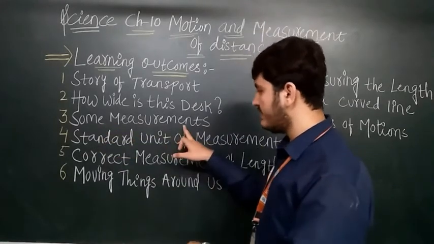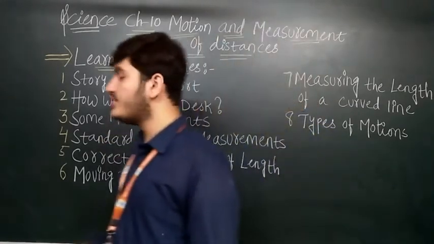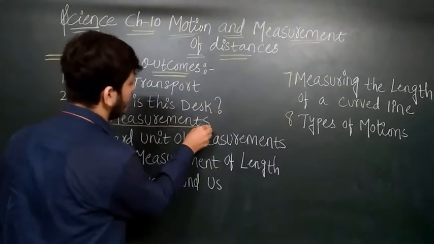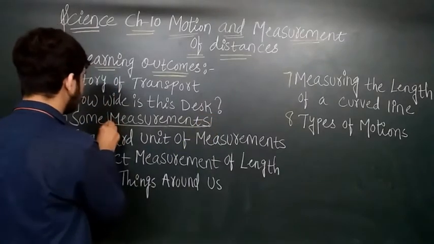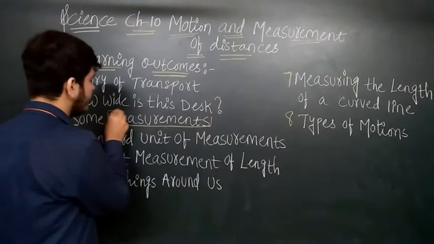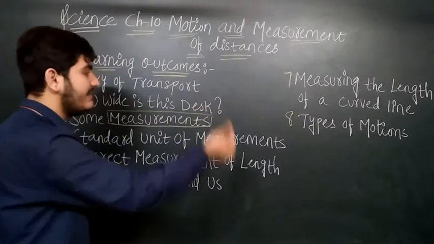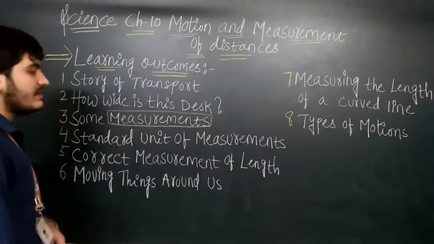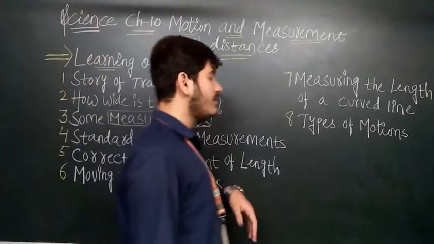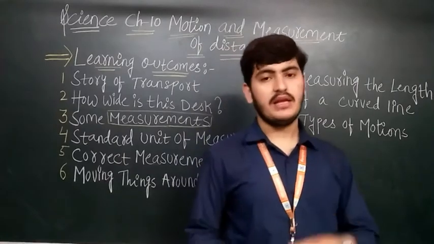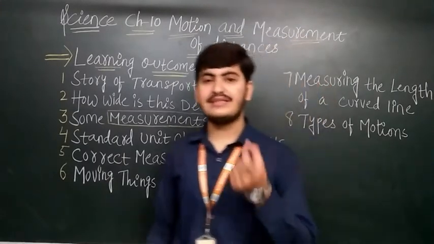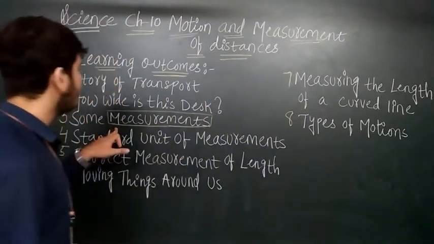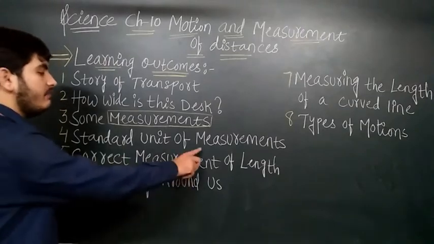Then the third point you will learn is some measurements. Some measurement means क्या? कि which measurement we will use, कौन सी unit हमको use करनी है to measure anything. Which units are there in this chapter? We will see. Then the standard unit of measurement, आपने किया होगा. The centimeter, so we write cm. Milliliter, so we write ml. So these are the standard units of measurement that we will see in this chapter.